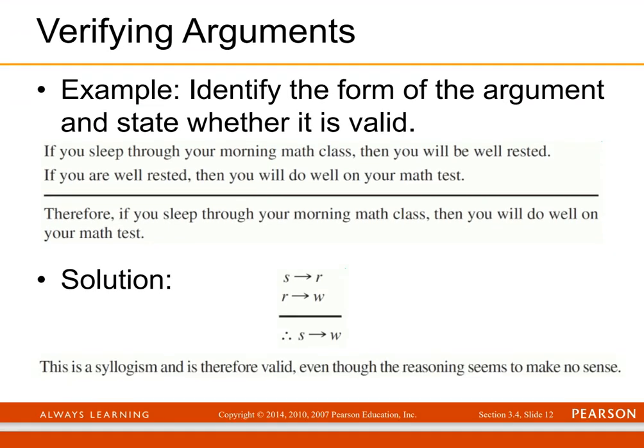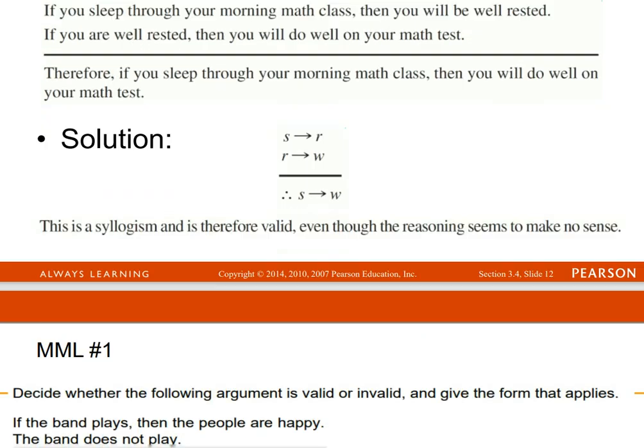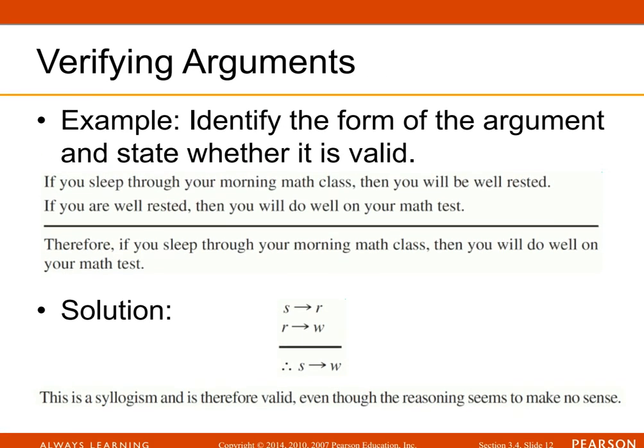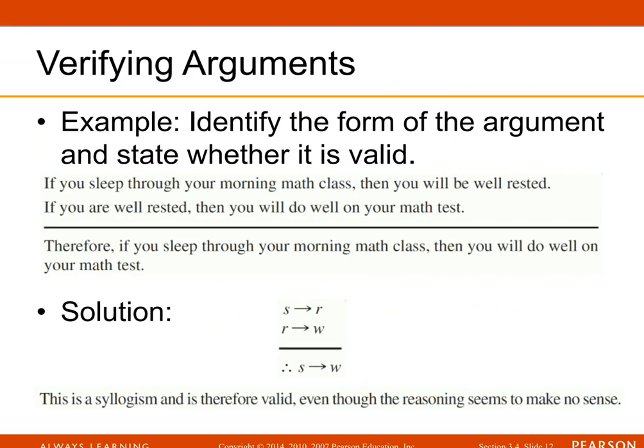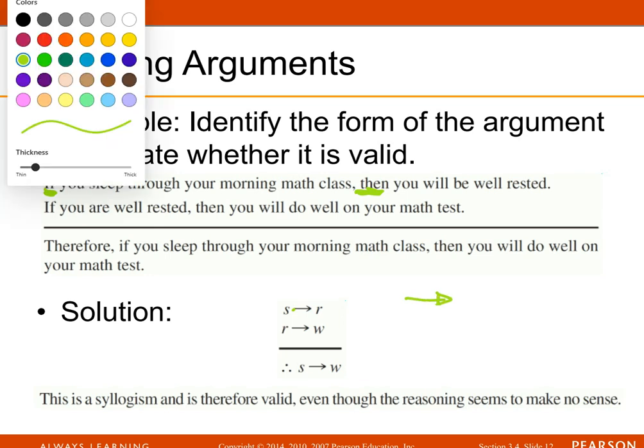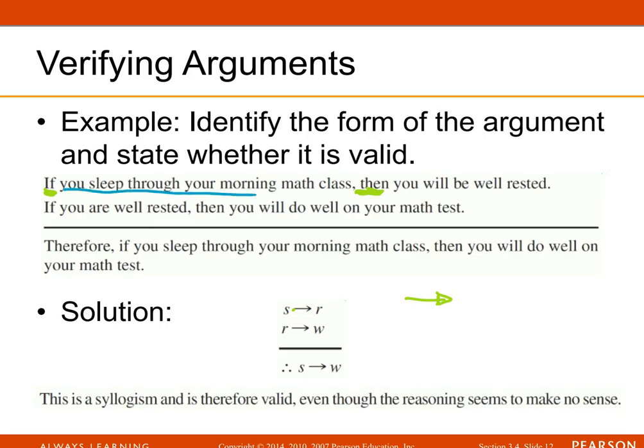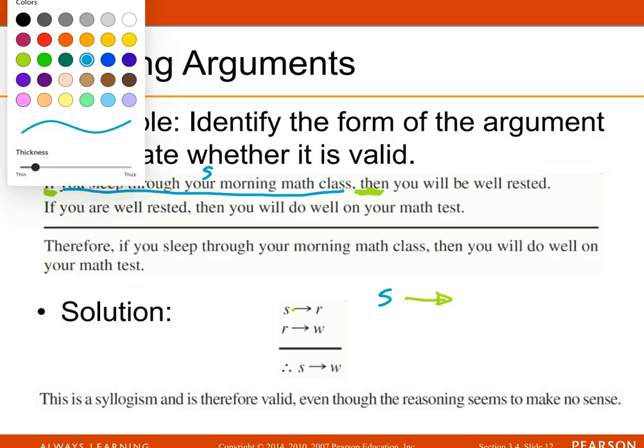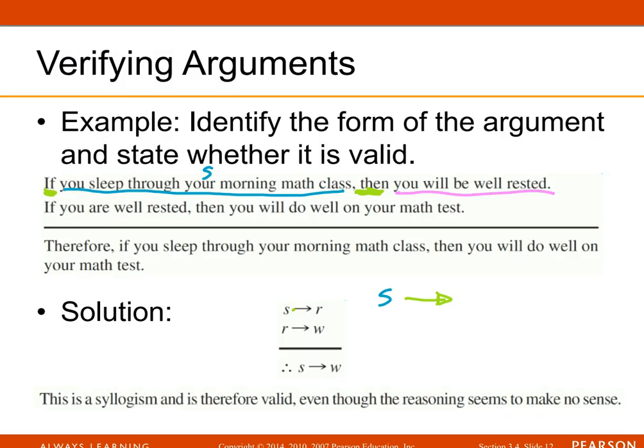All right, so here's this one. If you sleep through your morning class, then you will be well rested. So you can see they're using an if and a then, and that's this arrow here. And they're letting you sleep through your morning class be S. Then you will be well rested, and they're letting well rested be R.